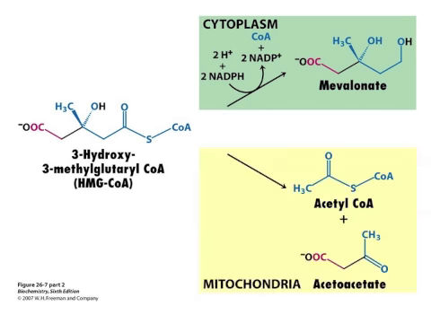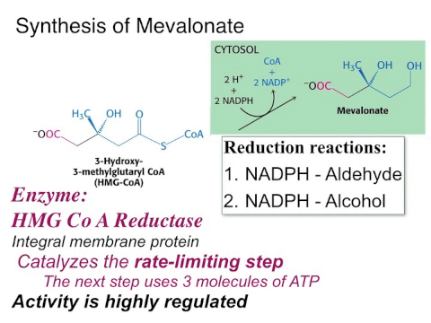Now in the mitochondrion, as we said, 3-hydroxy-3-methylglutaryl-CoA is an intermediate in the synthesis of ketone bodies, and it's used to make acetyl-CoA and acetoacetate. You'll recall that acetoacetate is actually a ketone body. And so let's go back to the synthesis of mevalonate in cholesterol synthesis in the cytosol.